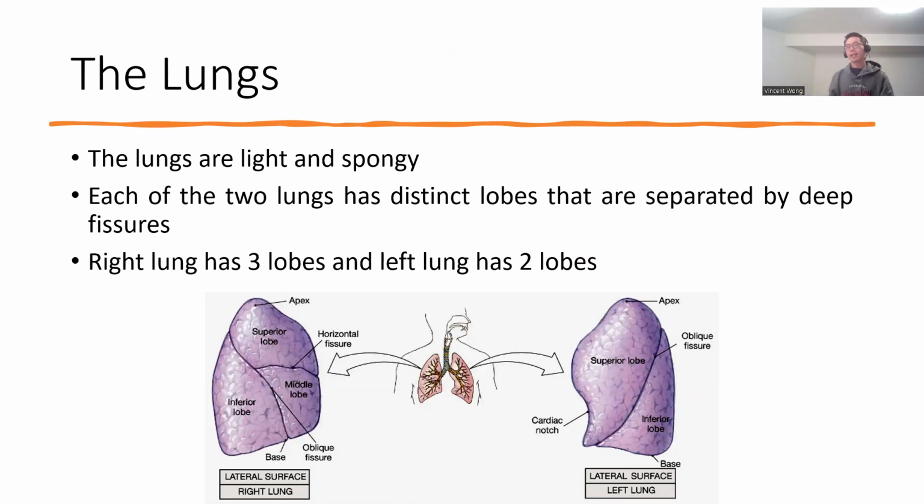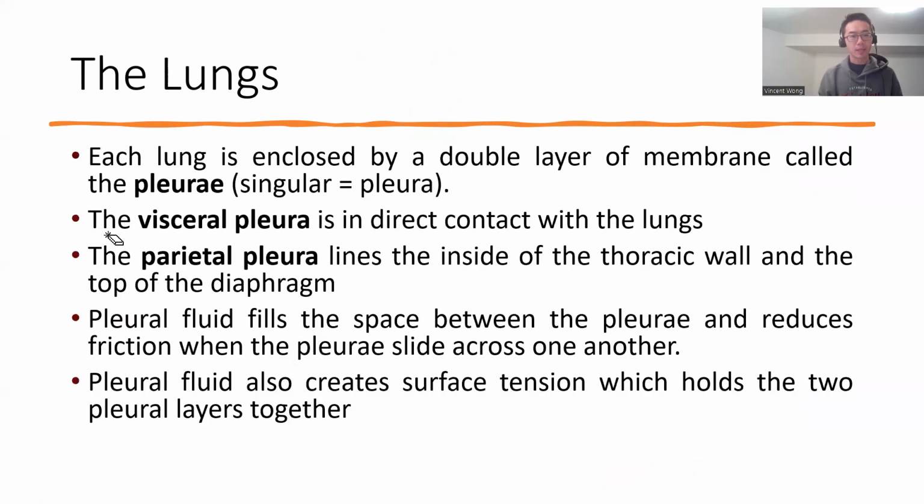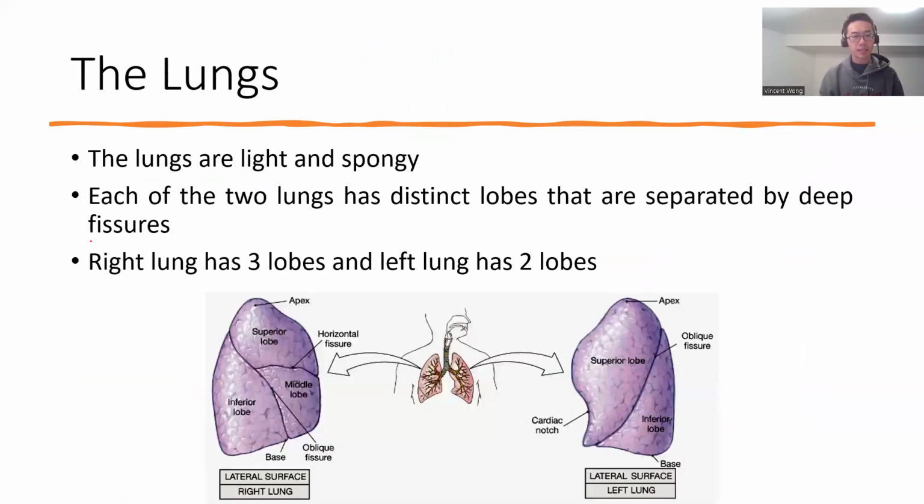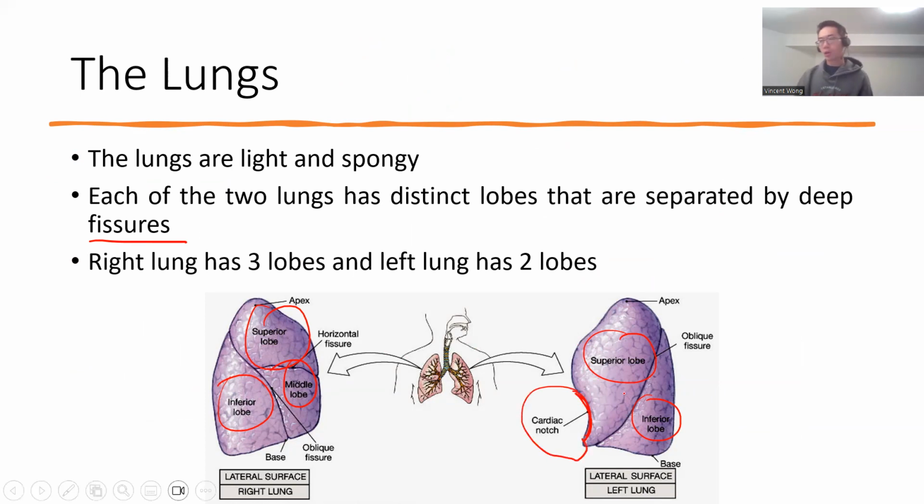The lungs are light and spongy. Each lung has some deep fissures. Fissures are just like grooves and lines, right? That separates them, and we already labeled it on the diagram earlier. The right side has 3 lobes, superior, middle, and inferior. But the left one only has superior and inferior. And it has a little indentation here to make room for the heart, right? Of course, the heart is slightly to the left in the body.